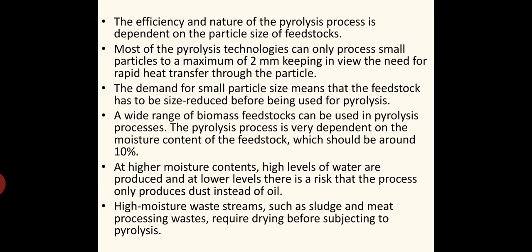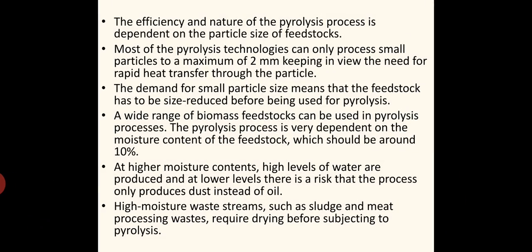The demand for small particle size means that the feedstock has to be size reduced before being used for the pyrolysis. So we have to reduce the size of the feedstock to 2 mm before feeding into the pyrolyzer. A wide range of biomass feedstocks can be used in pyrolysis processes. The pyrolysis process is very dependent on the moisture content of the feedstock, which should be around 10%. So the moisture content of the feedstock should not be greater than 10%, or somehow we have to reduce the moisture content to this particular limit.